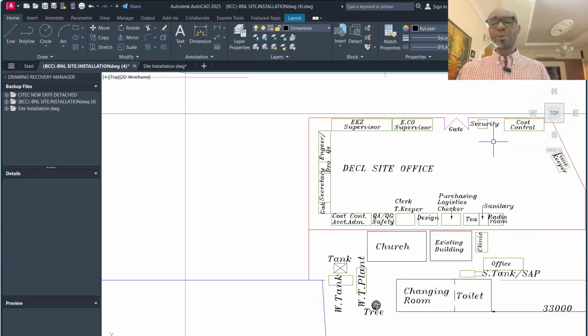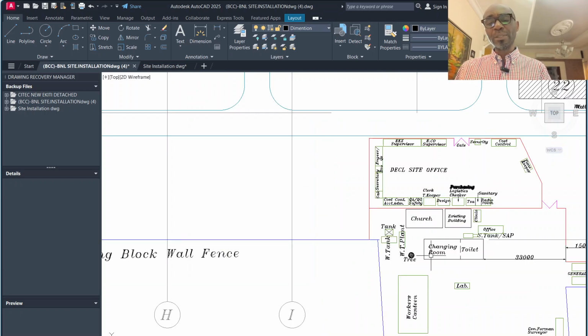Then, with this arrangement, you can pick out how many porter cabins, office cabins, you need. And this has to do with plant and accommodations. So you can now know how many cabins you need to provide to set up this arrangement.